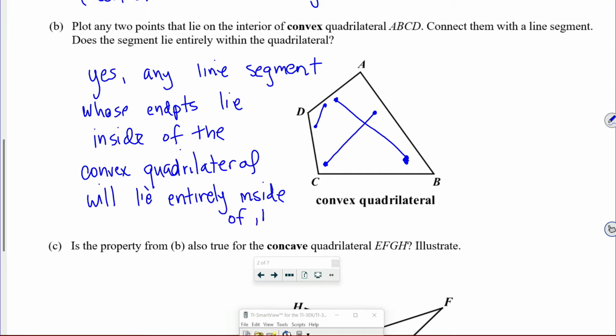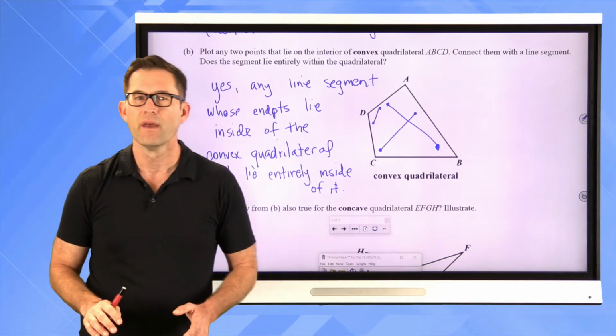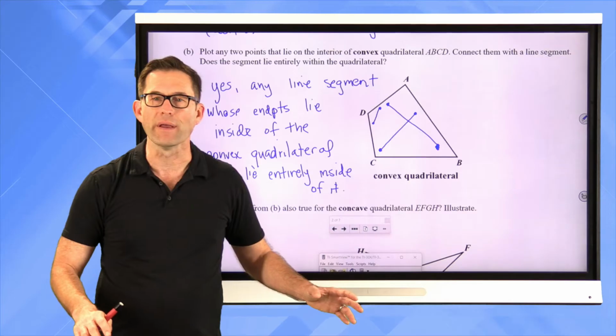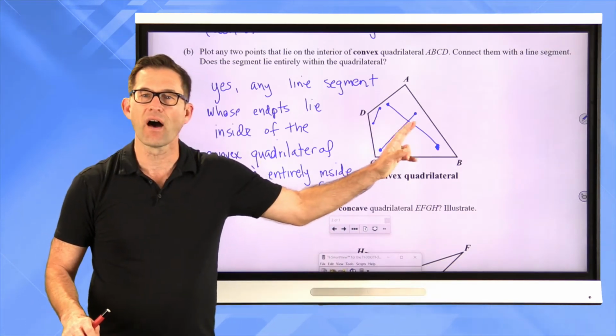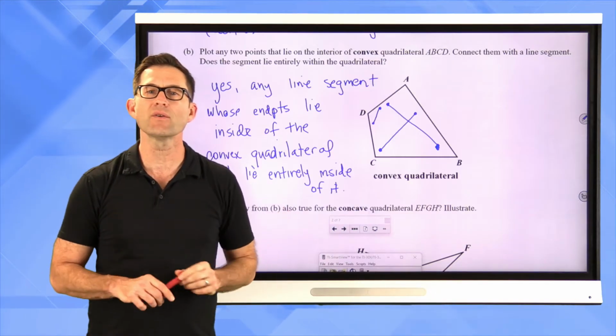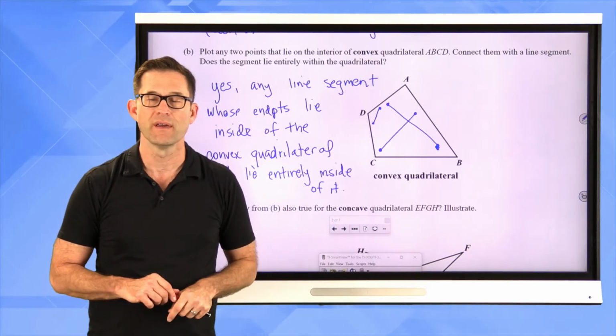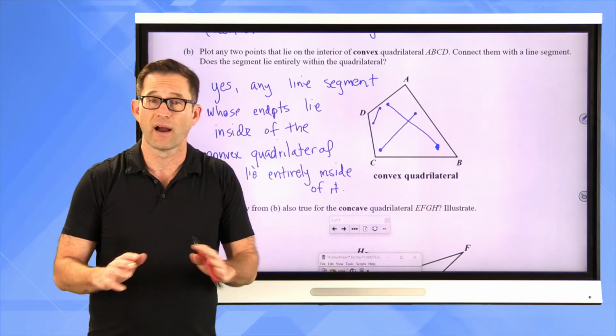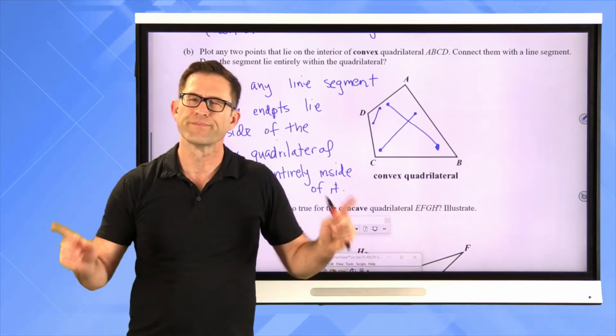Really, the answer to this question is just yes, but I want to really kind of boil it down, right? If I take any 2 points that are inside of the convex quadrilateral and I plot them, and I connect them with a line segment, then that line segment will lie entirely within the convex quadrilateral.